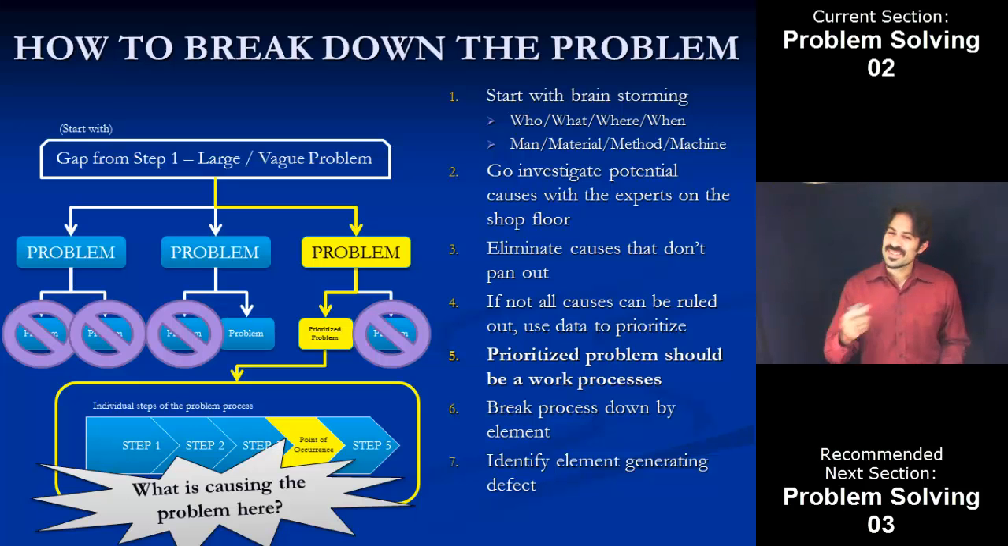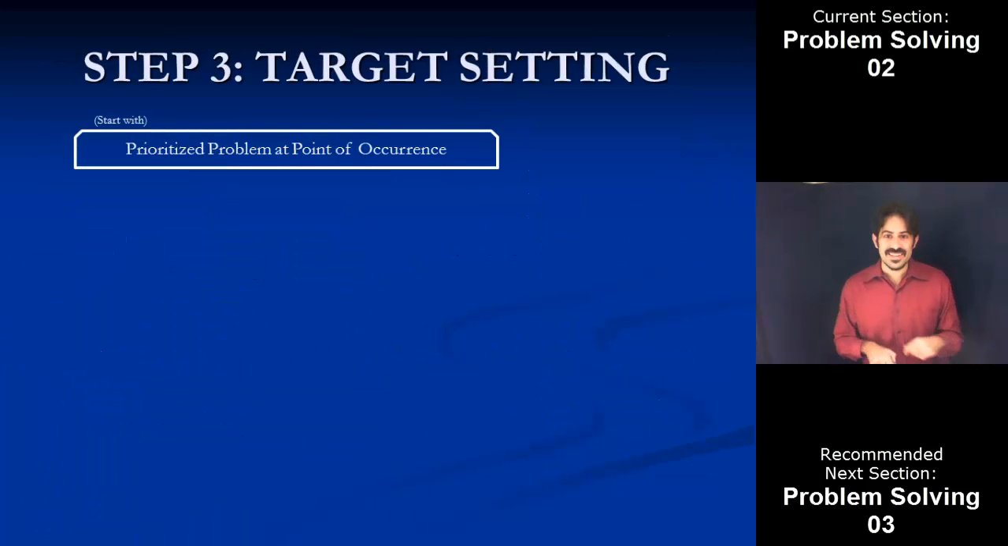And we fix it, first step, by asking why. What's causing the problem? What's happening here? So, moving from that, now we want to set our target. So we know what the prioritized problem is here. At the point of occurrence, we know what it is, but we want to set our target.